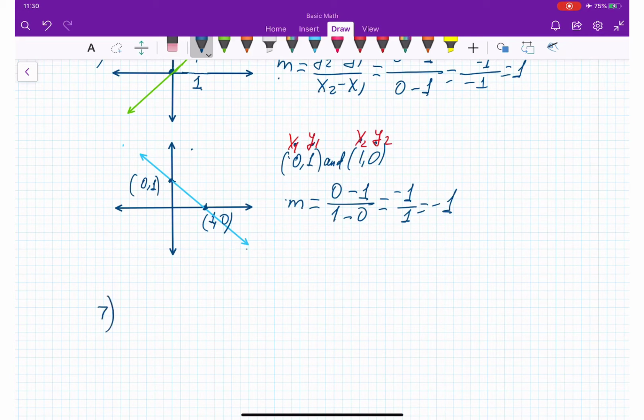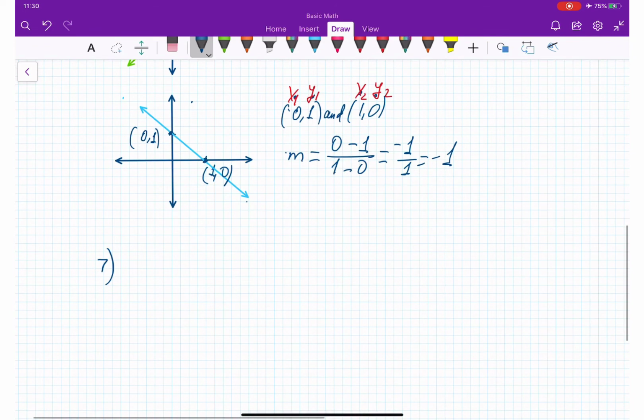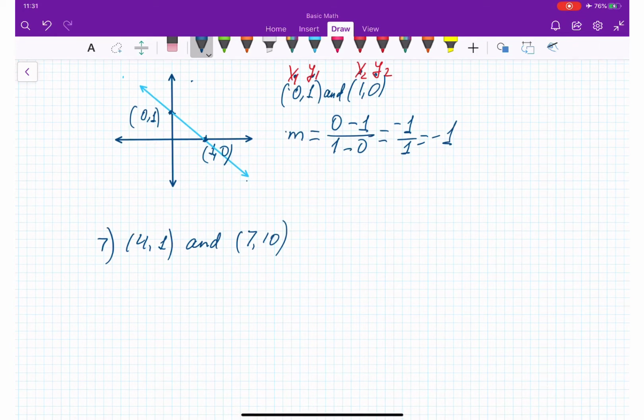So find the slope of the straight line that passes through the pair of points. So we have 4 and 1, and we have 7 and 10. Okay, we're already familiar, so we will just go straight through that.